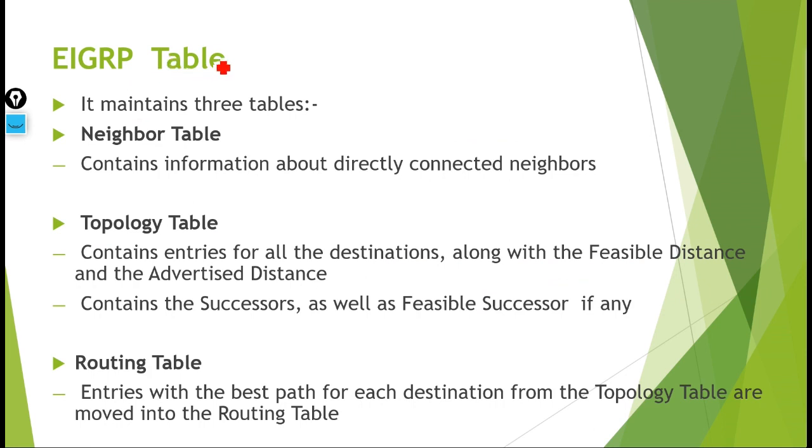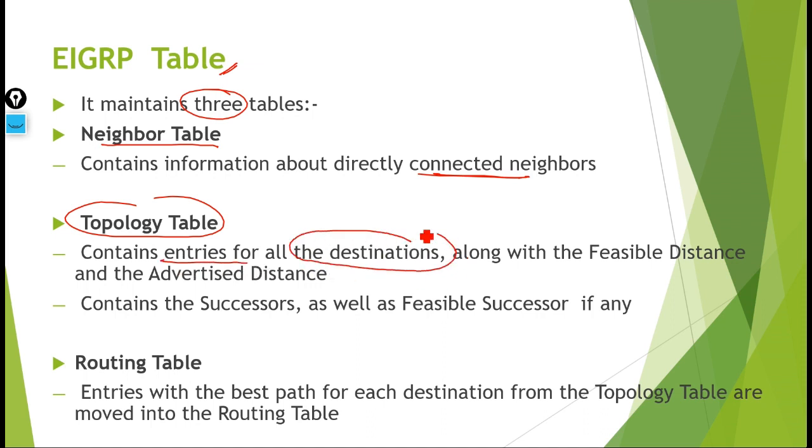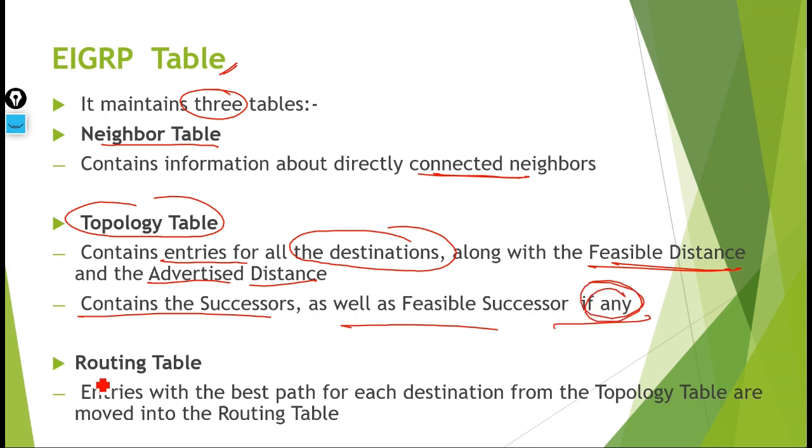Next, EIGRP tables. As we discussed, EIGRP maintains 3 tables. One, you have neighbor table where directly connected networks will be there. Topology table, which contains the entire entry of all the destinations along with feasible distance and advertised distance. Make sure it contains successor as well as feasible successor path if any. Routing table is all about the entries with the best path to reach the destinations from the topology table moved into the routing table. So the best path will be in the routing table itself. Simple.